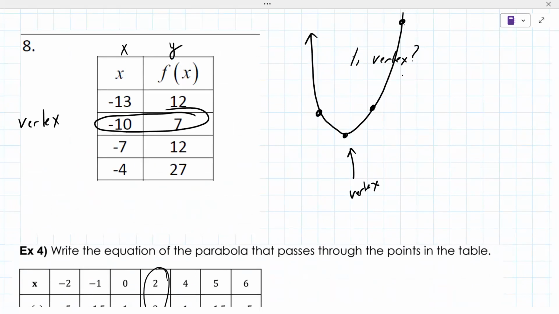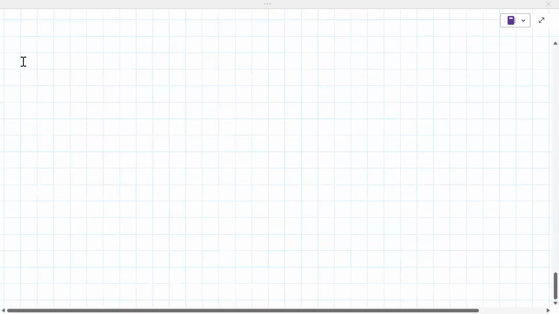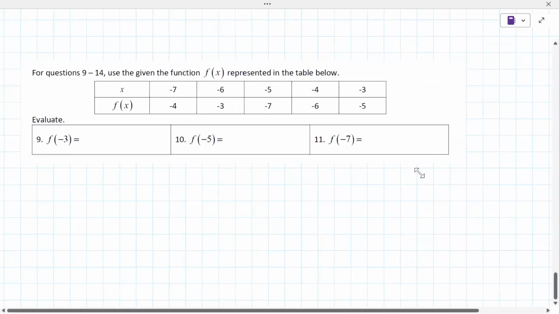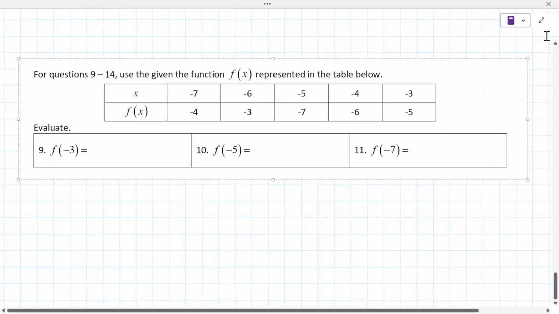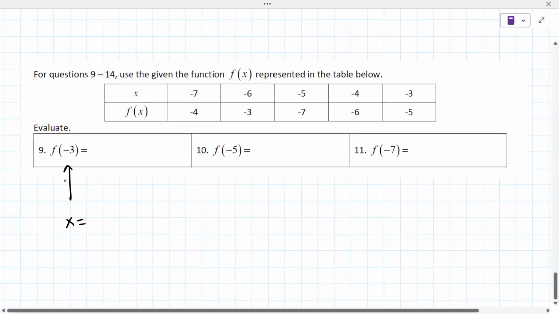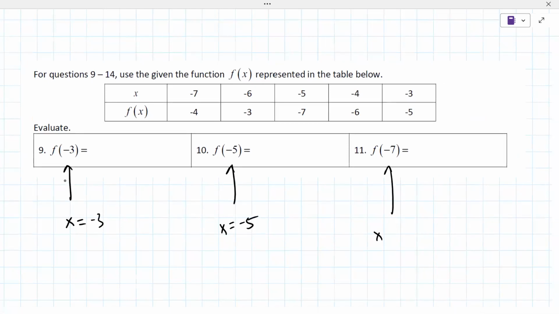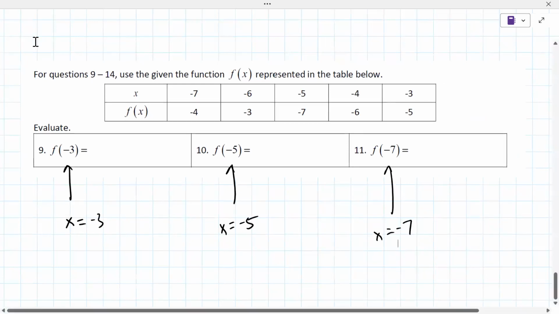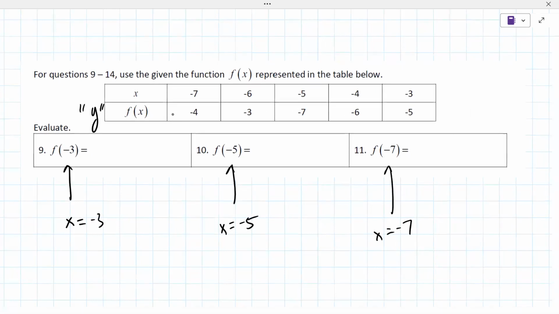I want us to look at this next grouping, 9 through 14. We'll start with 9 through 11. I kind of overlooked this last time, in the previous problem, but the number in parentheses is the x value. So x here is -3, x here is -5, x here is -7. And they're just asking you to find that x value and then determine the y value that goes with it. So for number 9, for example, that would be -5. Good.